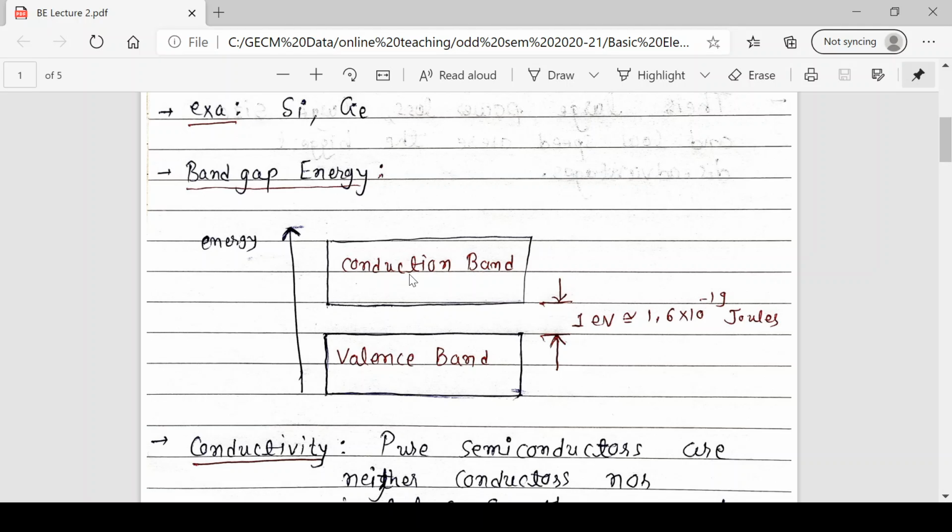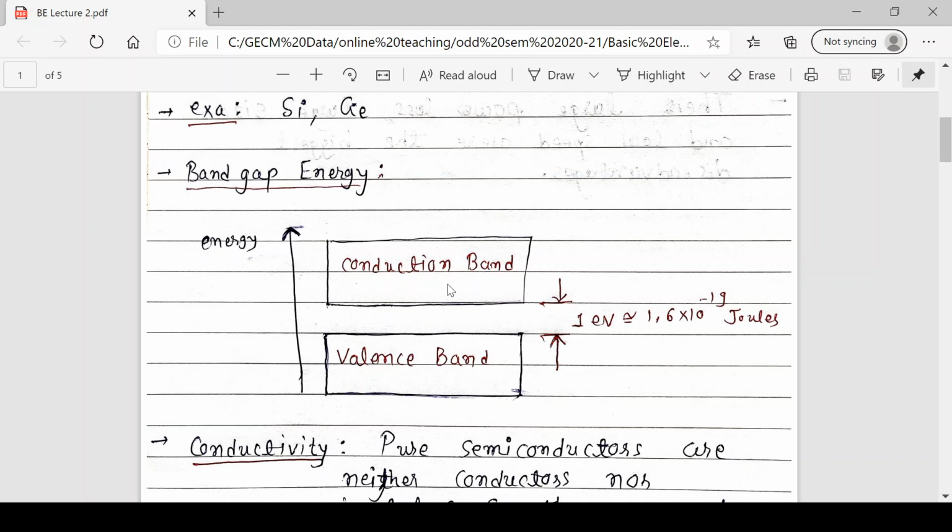For a semiconductor, the band gap energy between the conduction and valence band is about 1 electron volt. It is equivalent to 1.6 times 10 raised to minus 19 joules. If you look at this energy, it is very small, because our body energies are measured in kilocalories, while this is a very small unit, the joule. So you can imagine 1 eV is a very small energy, but even then, at room temperature, electrons are not able to get this energy and go to the conduction band.